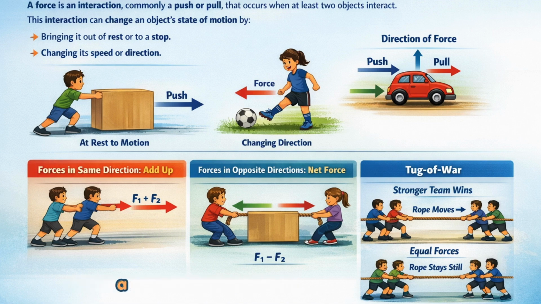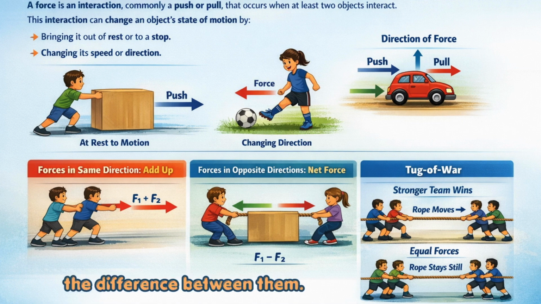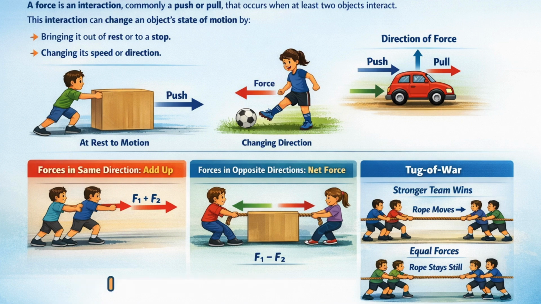When multiple forces act on an object, the result depends on their direction. Same direction, forces add up. Opposite directions, the net force is the difference between them. In a tug of war, the rope moves toward the stronger force. If forces are equal, it remains stationary.